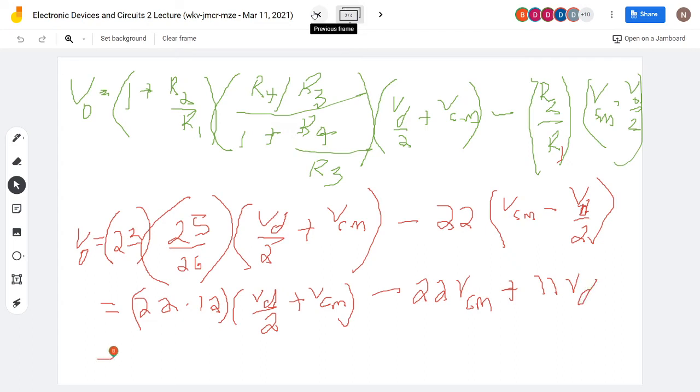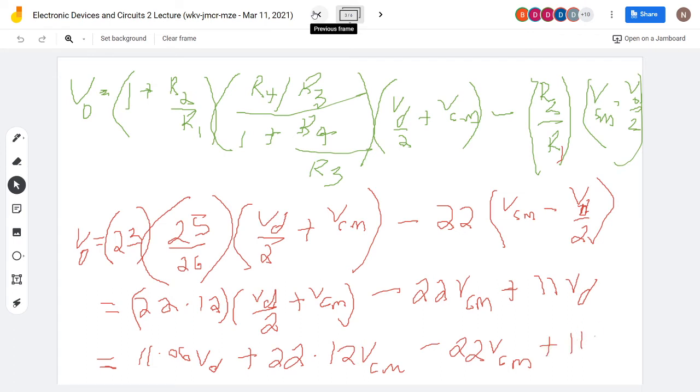Okay. And if we go further, expanding this is going to be 11.06 VD plus 22.12 VCM minus 22 VCM plus 11 VD.